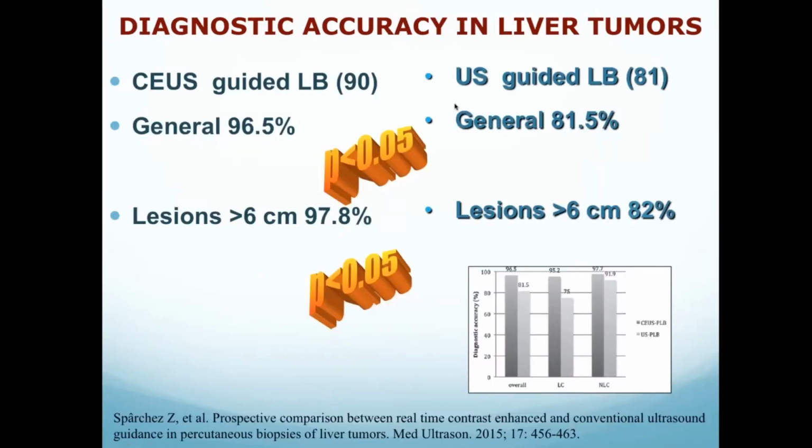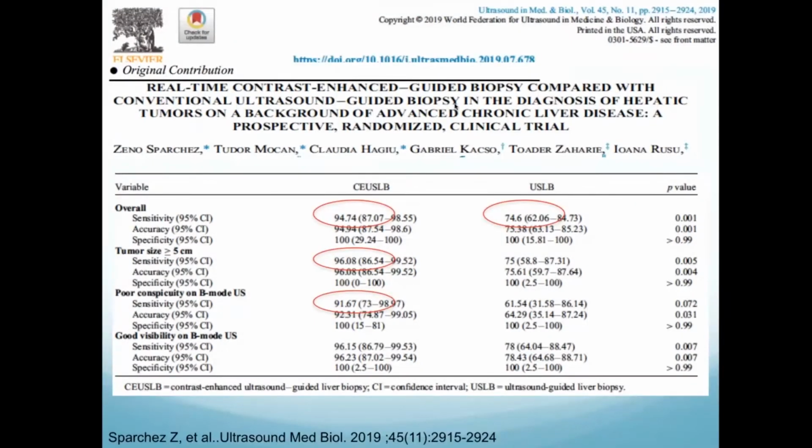So we could demonstrate a couple of years ago that using this technique, we are able to increase our sensitivity on percutaneous biopsy in liver tumors from 81% to 96%, so 15% of increase. And this is also valid for large lesions and also for lesions that are present in patients with chronic liver disease, especially liver cirrhosis, where it is even more difficult to see some lesions.